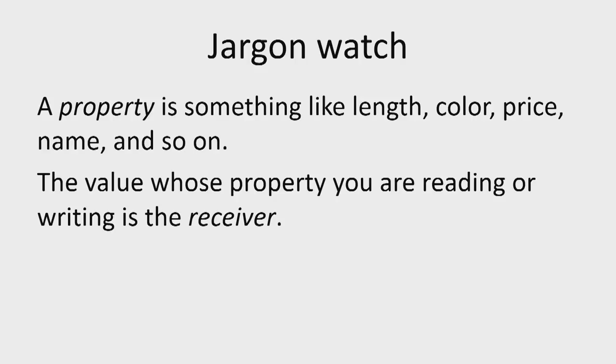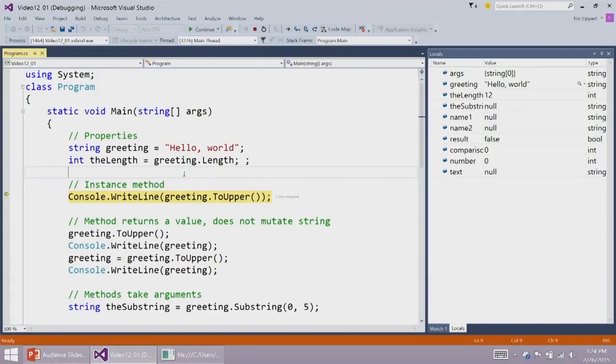In object-oriented programming, you often ask objects, you ask values for a property associated with them. And one way to conceive of this is that the value, the object that you're talking to, is receiving a message. You are sending it the message, I would like to know your length. And it sends you the message back, my length is 12, right? So this guy is called the receiver for that historical reason, right?